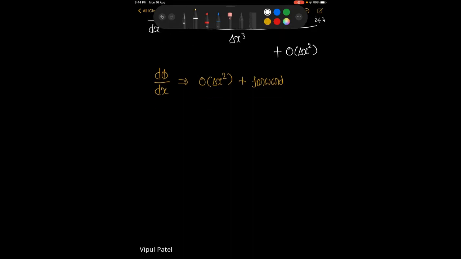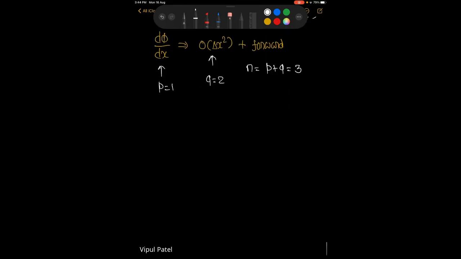For that you can again recall the same formula, that here your p is equal to 1, q is equal to 2, and since this is a one sided approach, your n is equal to p plus q, that is equal to 3, right? So one thing is for sure, that you need at least 3 nodes. And this is a forward difference approximation, so you need I plus 1 and I plus 2, correct?